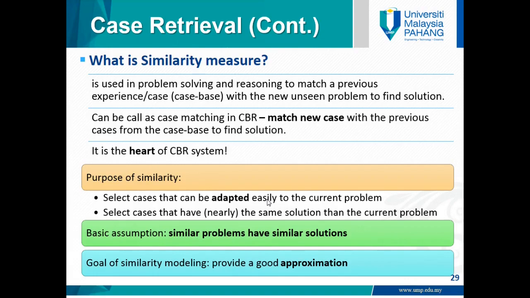The key concept here is that the similarity measure has to be conducted in a correct manner, then good reasoning will be obtained, and then the result of finding the solution for the new problem, for the new case, will be good.